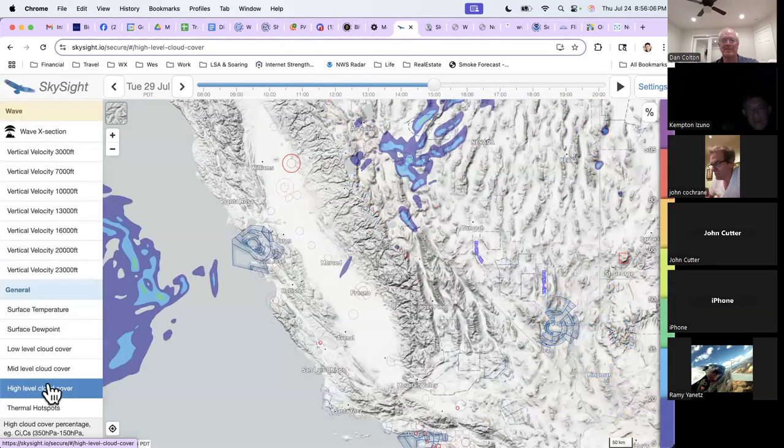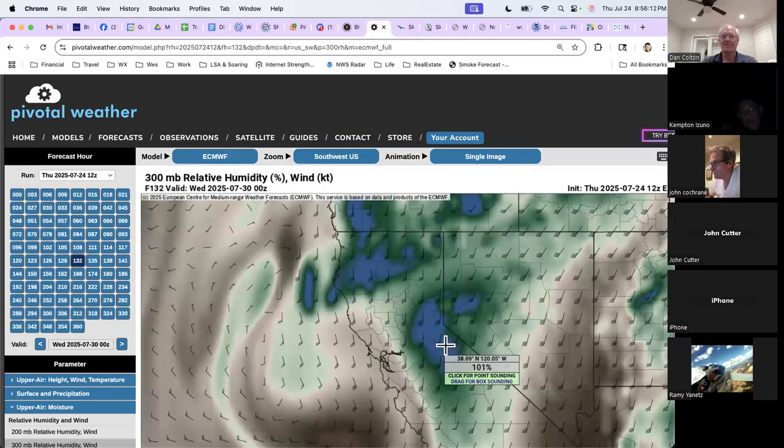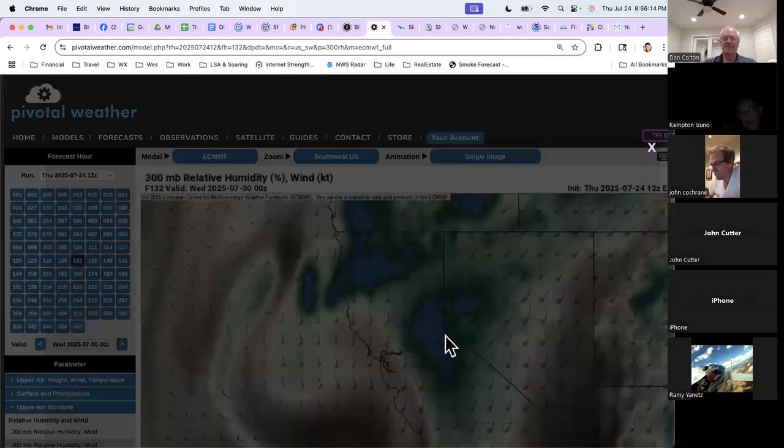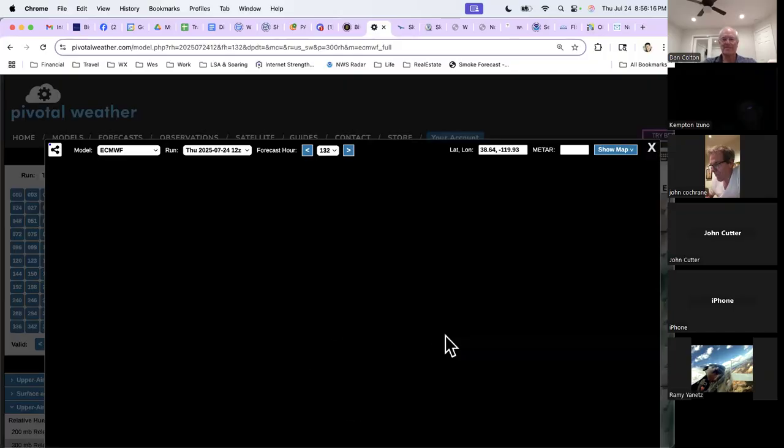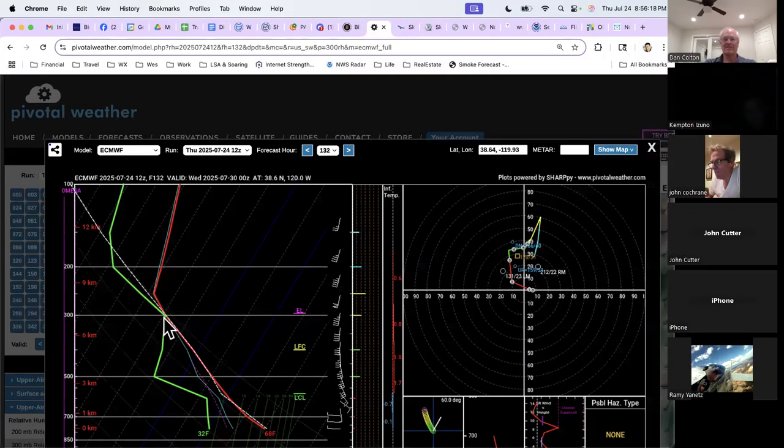High level cloud. A little bit. So to me, this is consistent. It's showing a little bit on the 12 Zulu. Let's click on this to probe into that. That looks fairly thin. And indeed it is. It's just a point meet. Okay, so that's consistent there. And when it's like that, usually I'm not too concerned about that. It's when it's 300 to 350 millibars deep. That's thick cirrus.